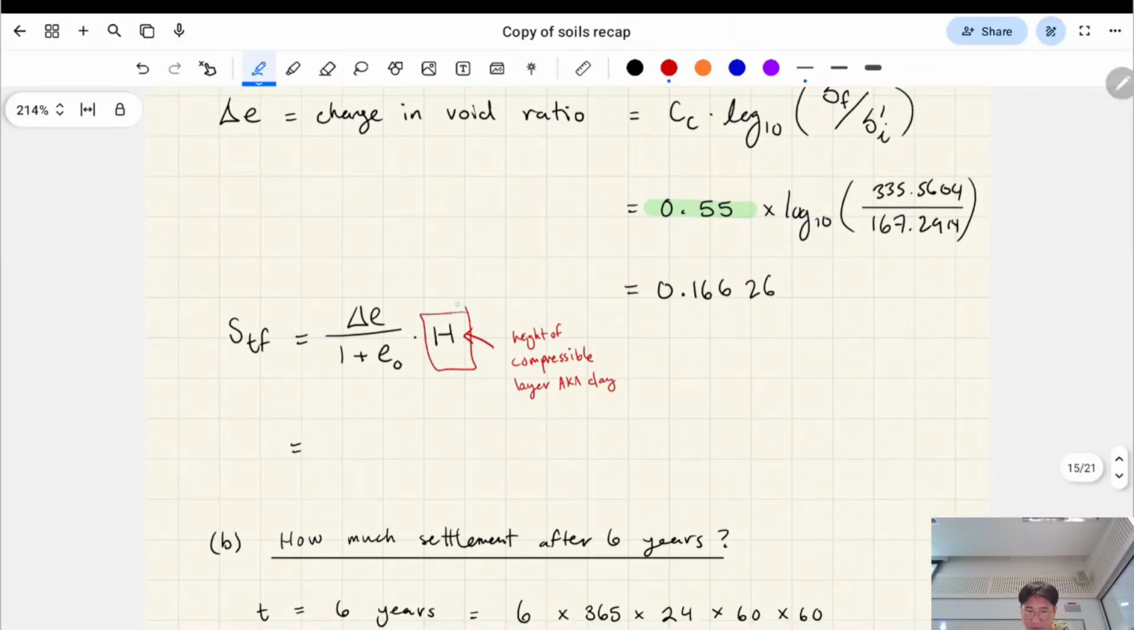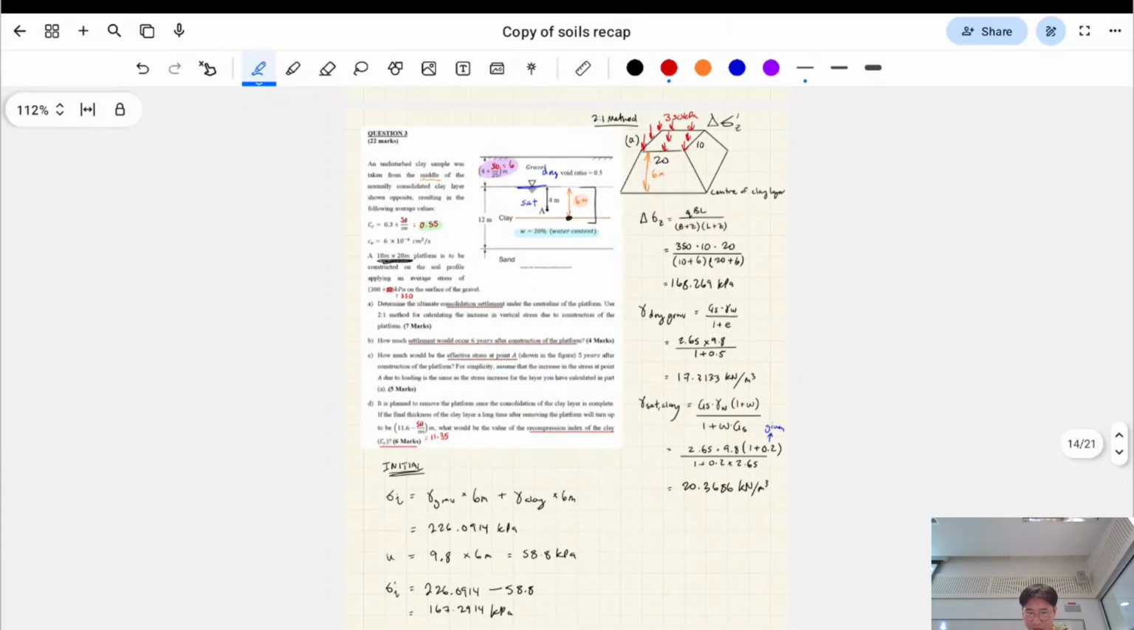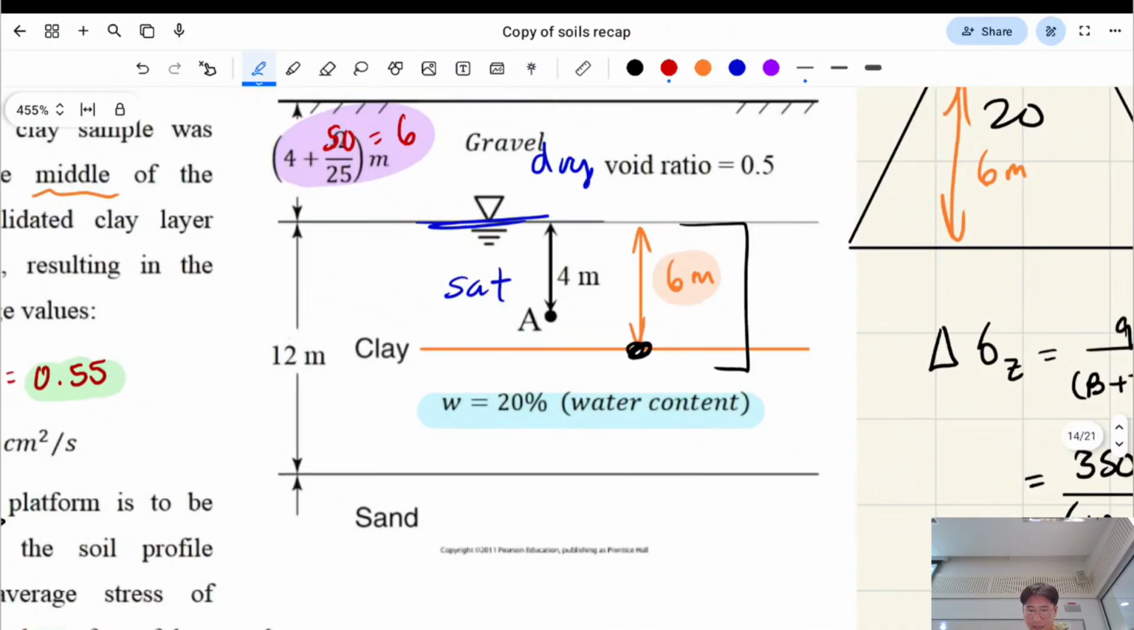So H, right? H is kind of a concept that's only really used in this. Sorry, H here isn't head. It's not seepage related. H is our compressible layer, right? And when we're talking about compressible layer, yes, sand and gravel is compressible, but what we're talking about is the consolidation specific compressible layer. In other words, our clay layer, right? That's what H is. So it's going to be 12 meters.